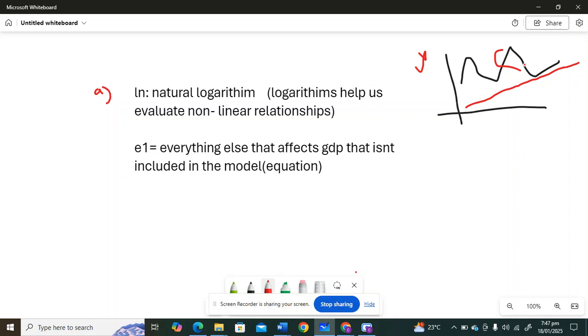Okay, so what the natural log would do is convert a non-linear line like this black one here into a straight line here. A straight line is easy to evaluate. So that's why we're using the natural logs, to help us investigate non-linear relationships that can exist. Then E1, the error term, represents everything else that affects GDP that isn't included in the equation.